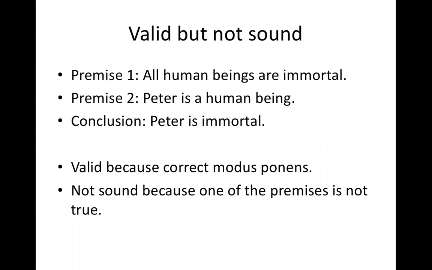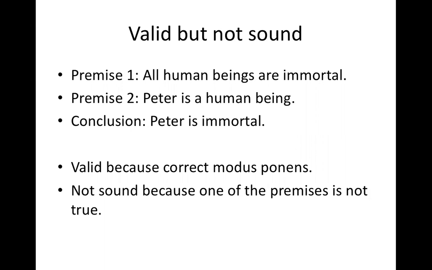Okay, so it is an argument that affirms the antecedent. Any argument that affirms the antecedent is a valid argument. But is the argument true? The argument is not true. Peter is not immortal, because human beings are mortal, sorry. So the argument is valid, but it is not true.